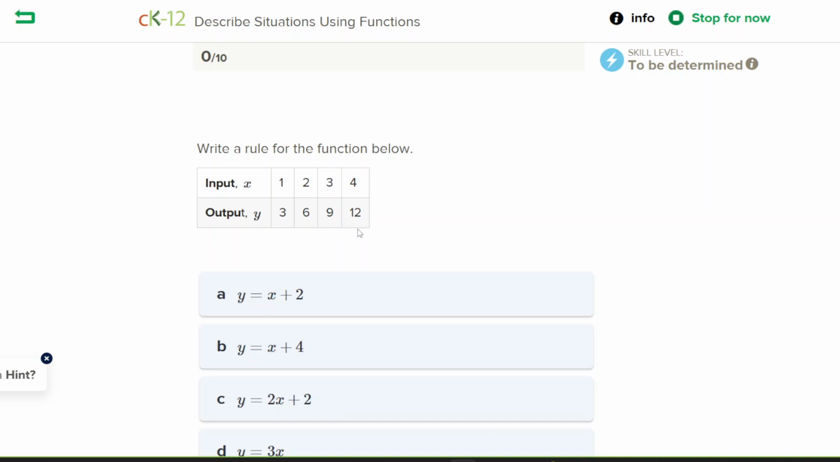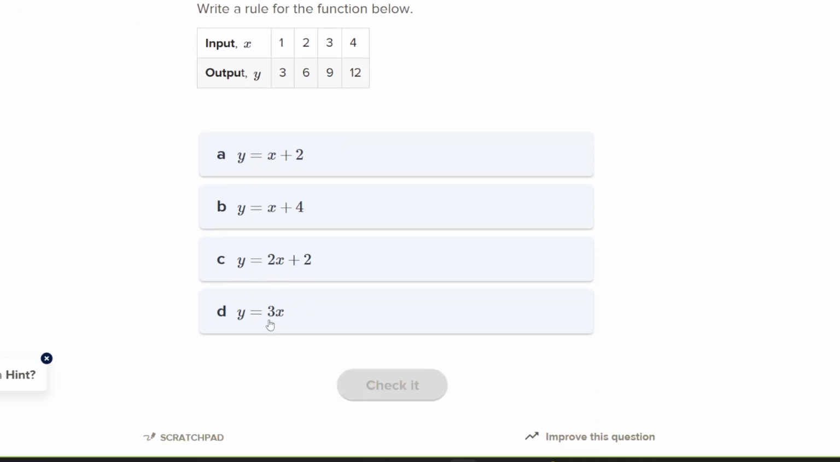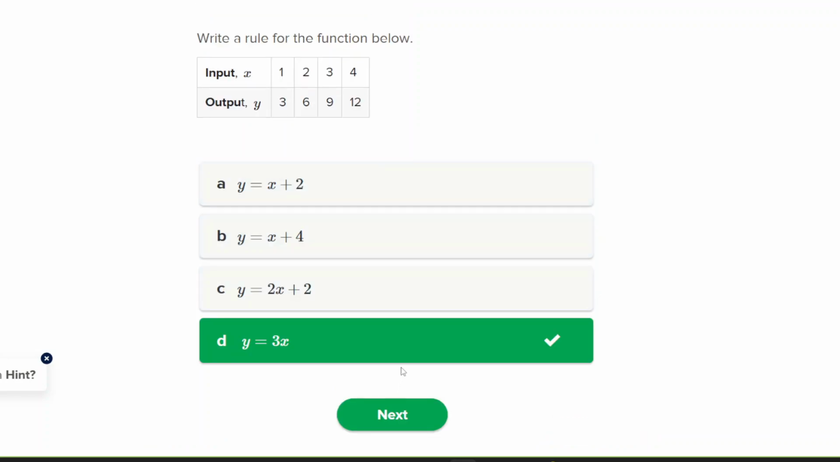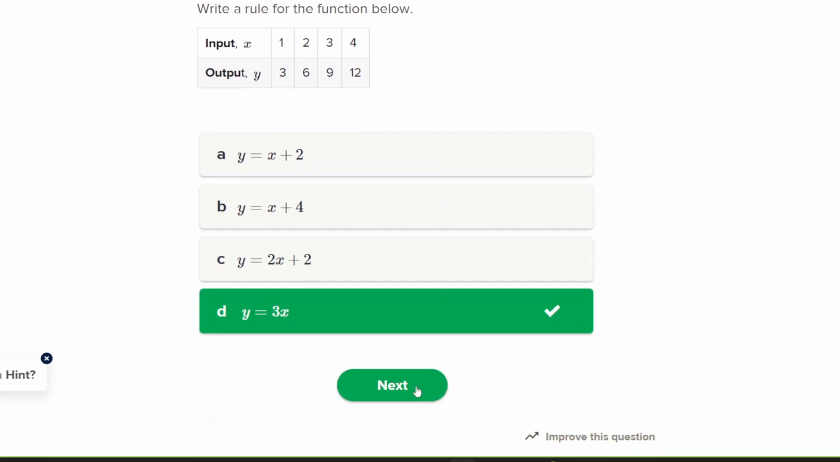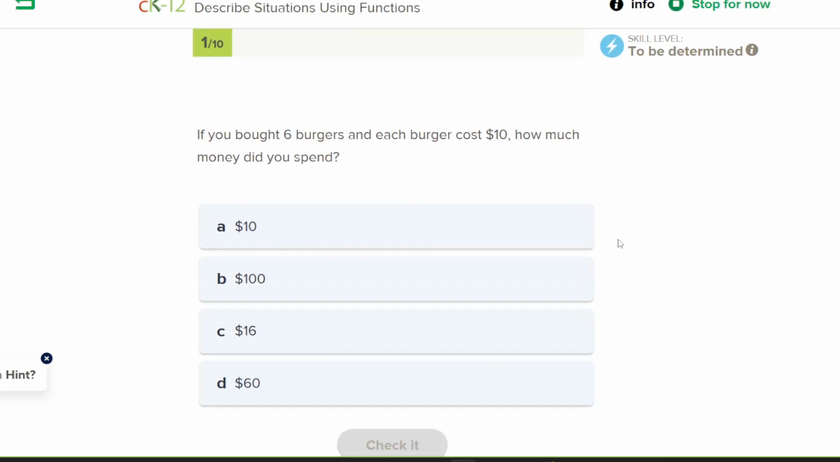So just looking at this set of 4 ordered pairs here, I would say that the y coordinate is equal to 3 times the x coordinate. So there's really not much to write out here. It's just option D, y equals 3x. I'll check it out. Great. Right. So not much to do there, just seeing the relationship, how do I take this x coordinate and make its corresponding y coordinate. All right. Next example.